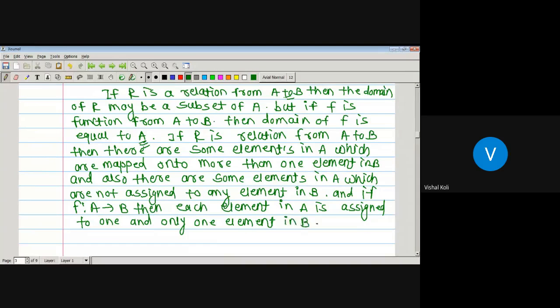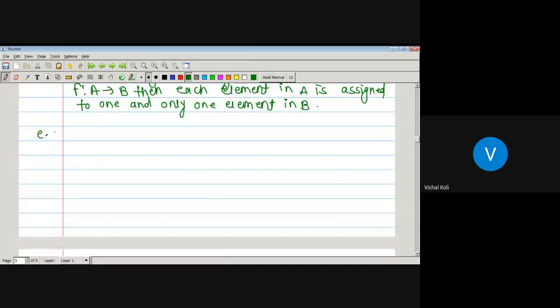Now we will see the difference by taking one example. Example, first one. Let capital A be a set which contains the elements 1, 2, 3, 4, and B be a set which contains the three elements a, b, c.